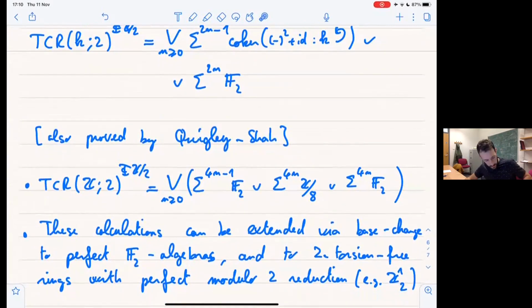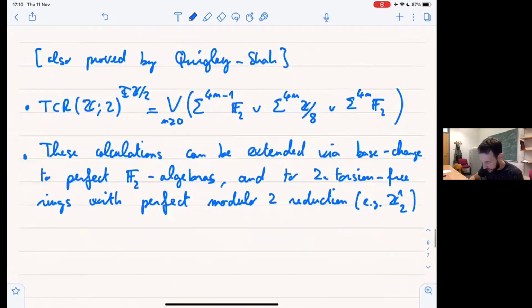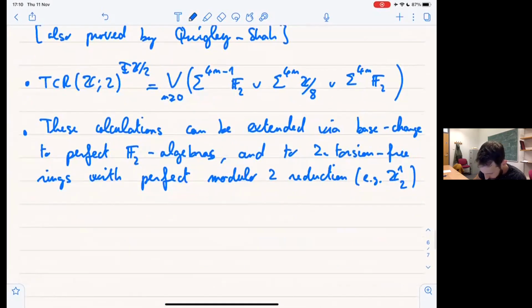And let's see, I've got 5 minutes. Maybe I'm going to say just something for F2. So how do you get started? So, proof sketch for F2.